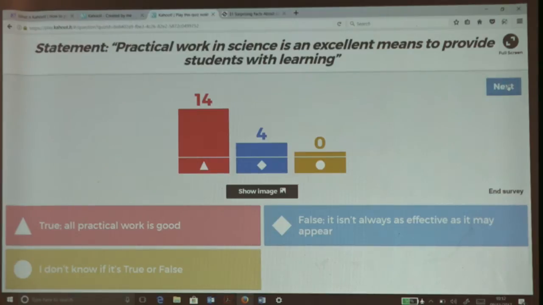I forgot to say the answer to the first question, by the way, was you were all right. Laughter is a great way of engagement. And this one I actually found a little bit of a tricky question, I guess. But the answer was actually it isn't always as effective as it may appear on the surface. That was because a lot of practical work in science is done according to a fixed list. And students would just follow step 1, step 2, step 3 without critically thinking themselves, and then it wouldn't be as effective as it seems.